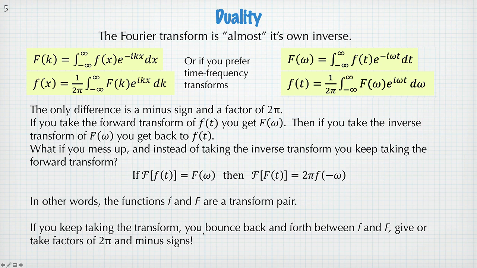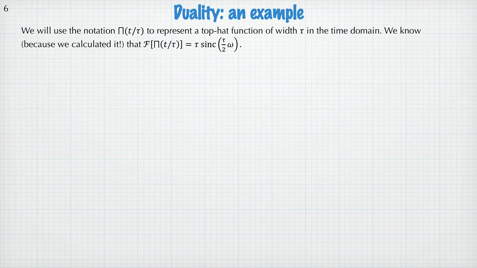So if you keep taking the transform, you bounce backwards and forwards between the function little f and big F, give or take factors of 2 pi and minus signs. And so the duality means that Fourier transforms always come in pairs. This is a really useful property, and I'll demonstrate it, I think it's easier to understand, with some pictures. So let's use the notation here for a top hat function in terms of time with width tau. And we know, because we've calculated, that the Fourier transform of this function is a sinc function.